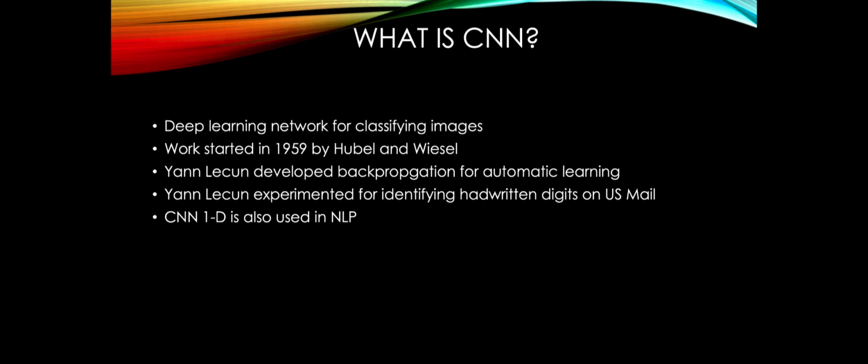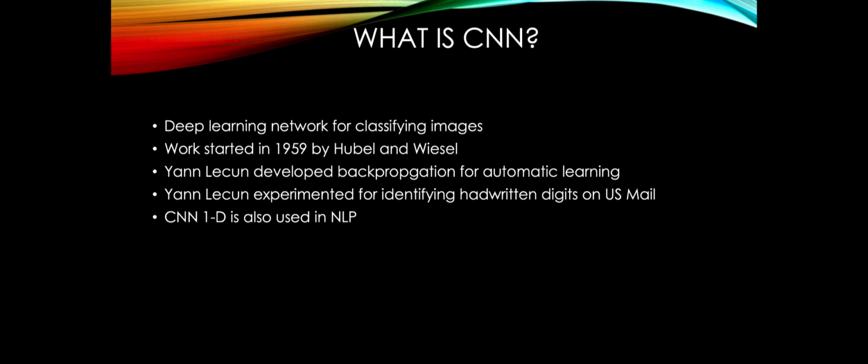It's basically a deep learning network, which uses deep learning technology, a subset of machine learning, for classifying images. The work was started way back in 1959 by Hubel and Wiesel, but the progress was not made in a timely manner. It took a lot of time to get to a working model, because at that point in time, the computing resources and the amount of data available were scarce. So training a model was a hugely intensive task.